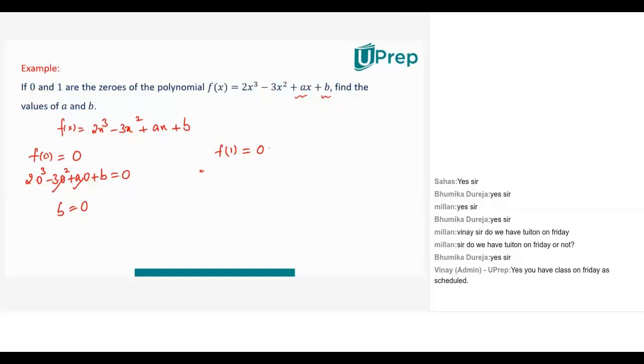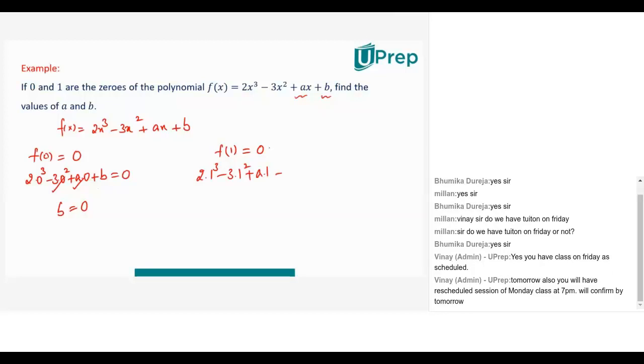Now a is still unknown to us. Let's see, maybe the second condition would help us. What is f of 1? 2 times 1 cube, minus 3 times 1 square, plus a times 1, plus b, which is anyway 0, is 0. So 2 times 1 cube is 2, 3 times 1 square is 3, a is a. So what did I get now? Minus 1 plus a is 0. So what's the value of a now? Did we get both the values of a and b?